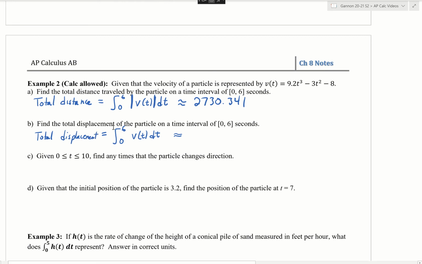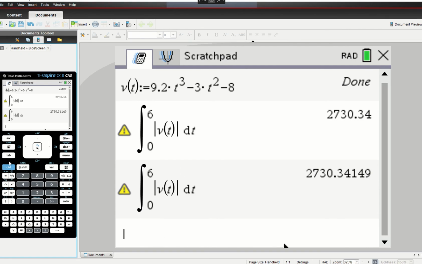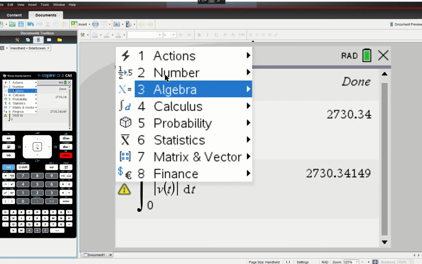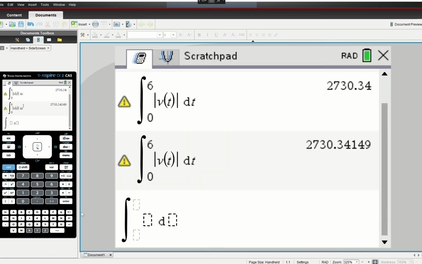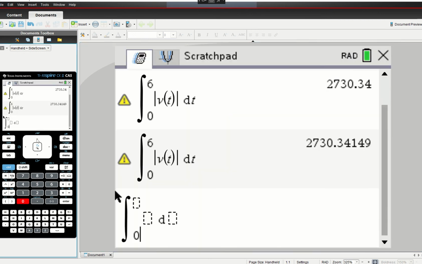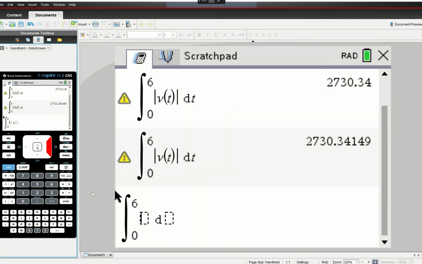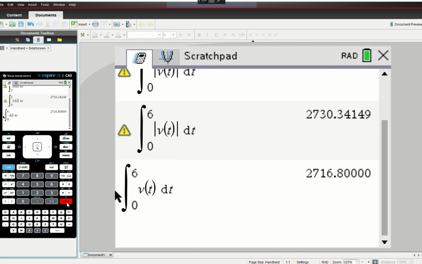All right, so then if we pull up the calculator again, the nice thing about storing the function is now all we got to do is go menu, calculus, integral, we're still going from 0 to 6. We don't have to type everything in again. We just go v of t, and then dt, hit enter, and there we go. We got 2716.800.